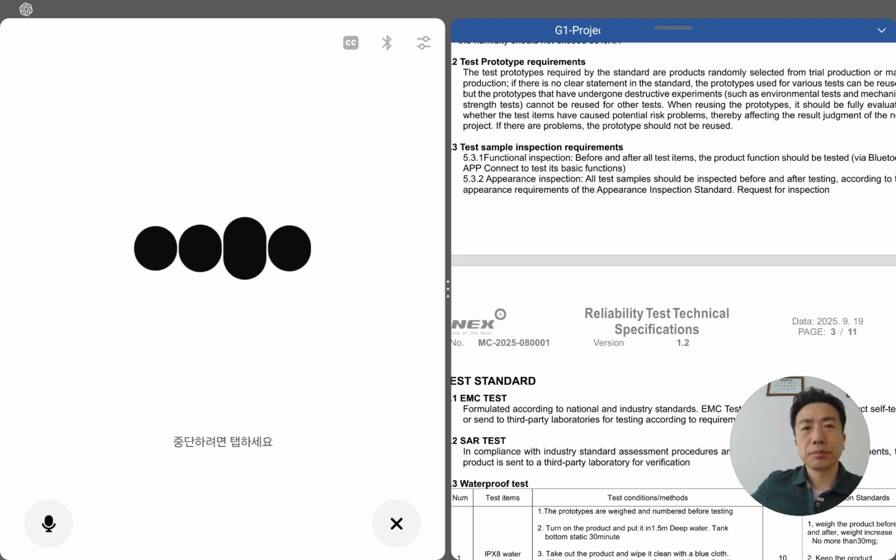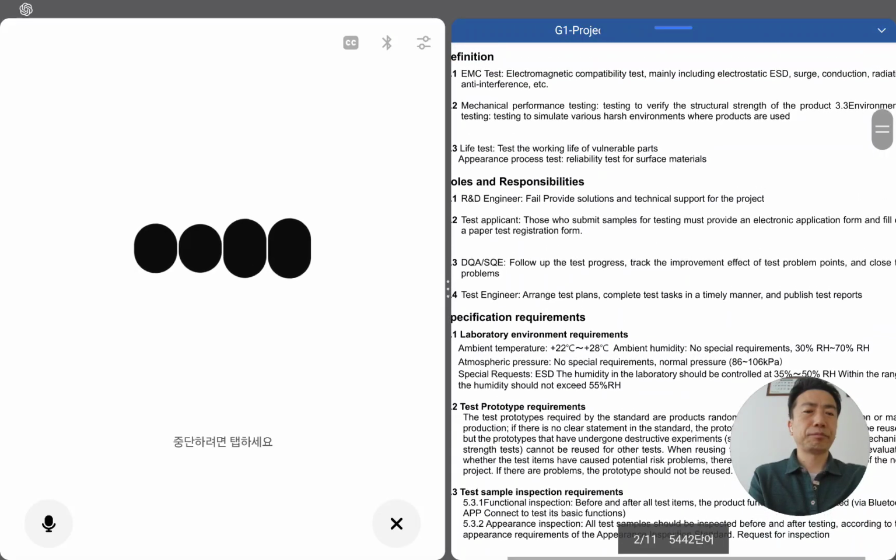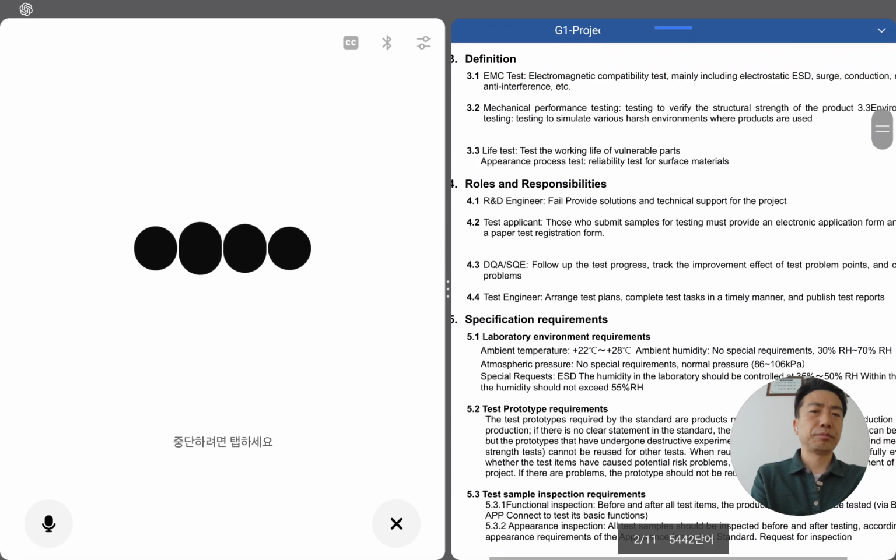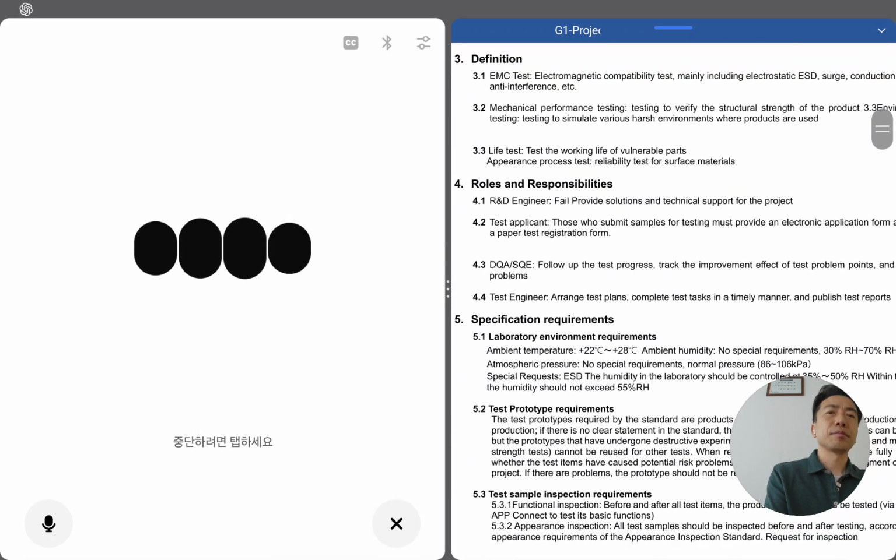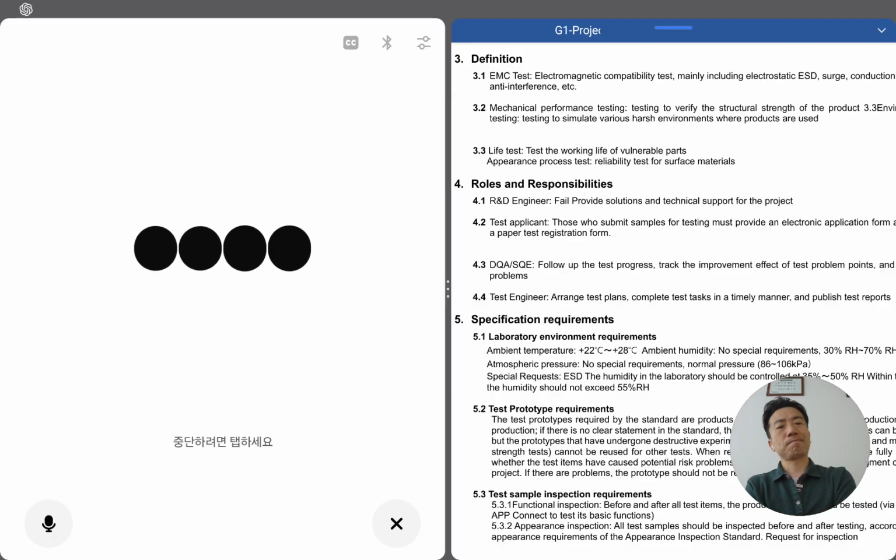Exactly, David. That request for inspection line looks like someone just forgot to delete a note to themselves. It doesn't belong in a finalized standard. If you rewrote it, you could cleanly end the section like this: "All test samples should be inspected before and after testing, according to the appearance requirements of the Appearance Inspection Standard." Simple, balanced, and complete.